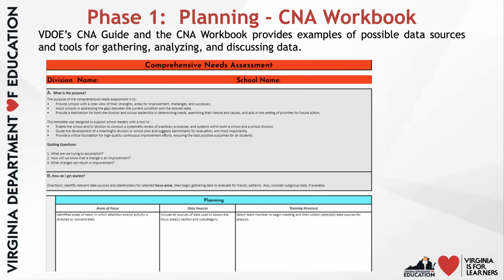A secondary resource that supports the CNA process is the CNA Workbook. This resource is of great value during the CNA process, as it allows you to have one place to store all of your CNA information. So again, throughout this portion of the presentation, we will depict different snapshots coming directly from the CNA Workbook. You will use this workbook along with the guide to provide examples of possible data sources and tools for gathering, analyzing, and discussing your data. It will be used throughout all 5 phases of the CNA to organize your work.